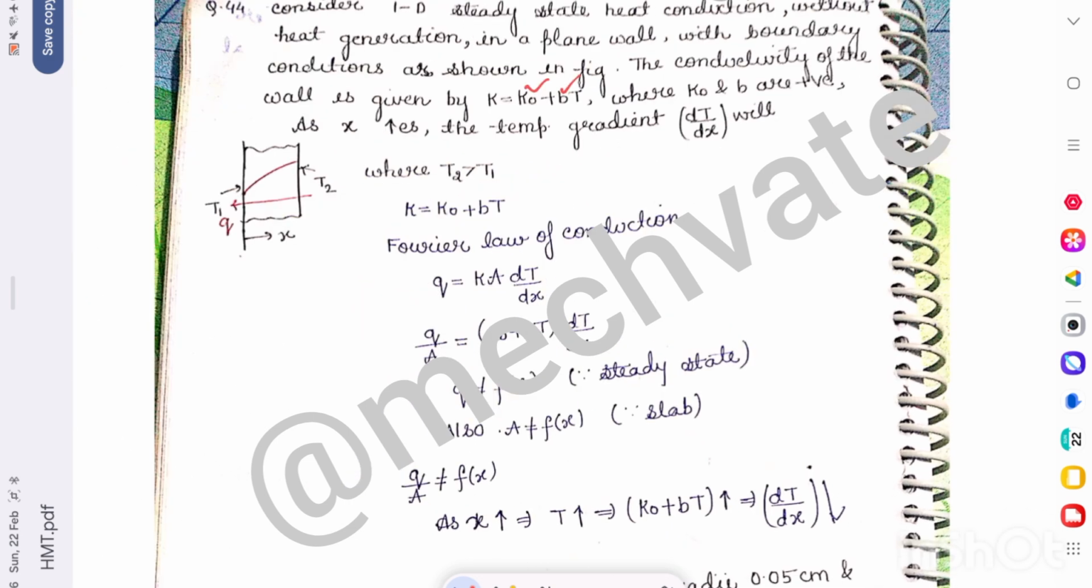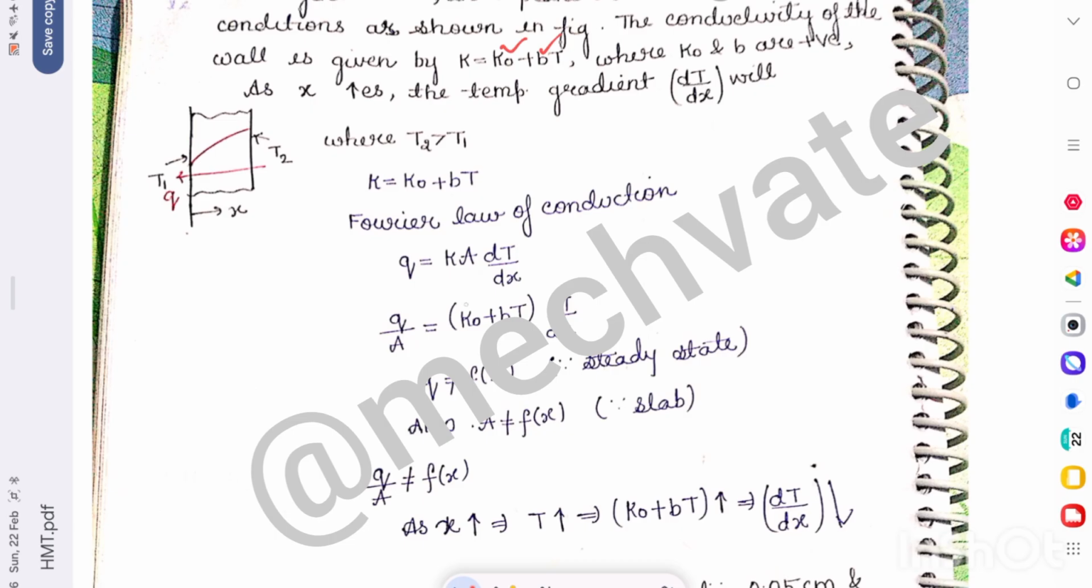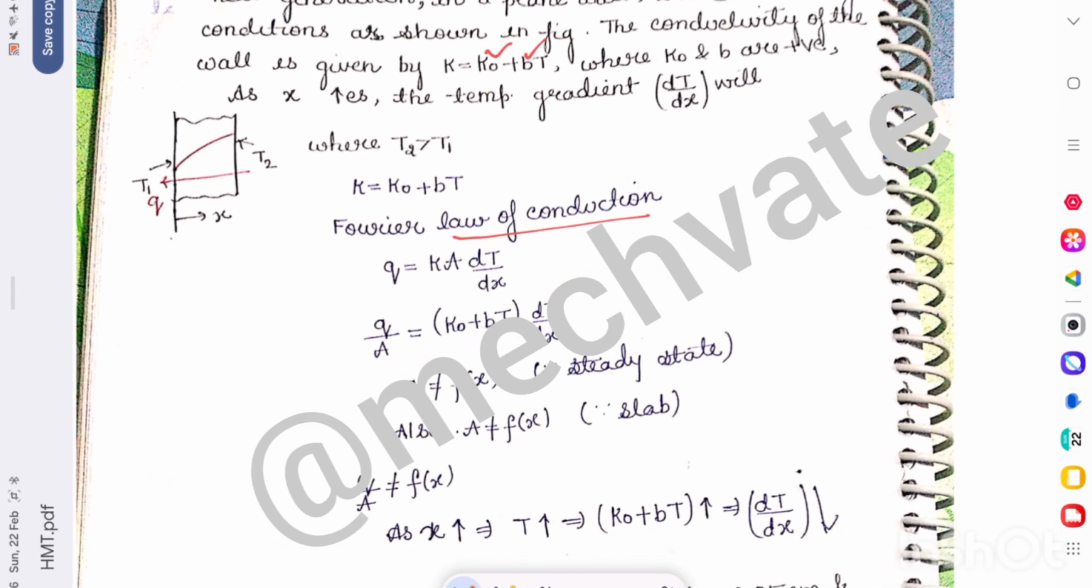Q is equal to k A dT by dx, the Fourier conduction form. Substitute the value of k as k naught plus beta t. So for steady state, it is mentioned that it is a log function of x, meaning that everywhere from T1 to T2, within the slab, the temperature distribution is the same. So the rate of heat transfer is the same.